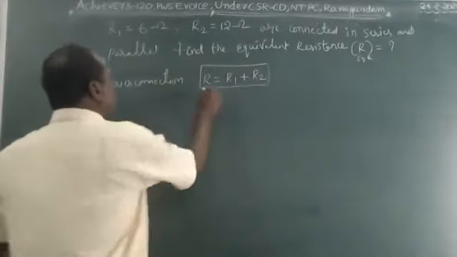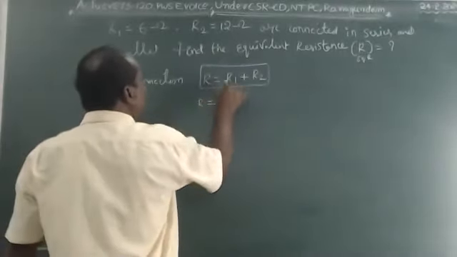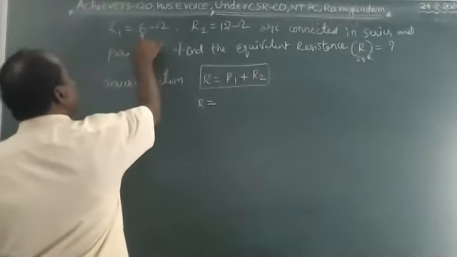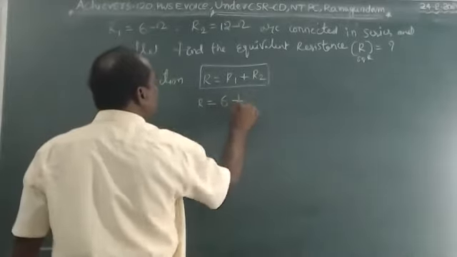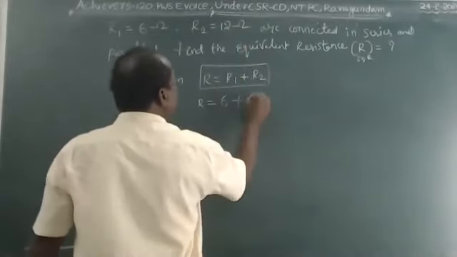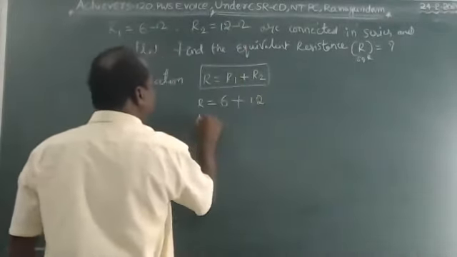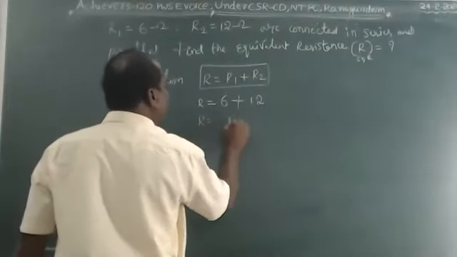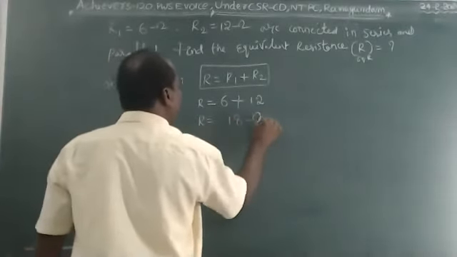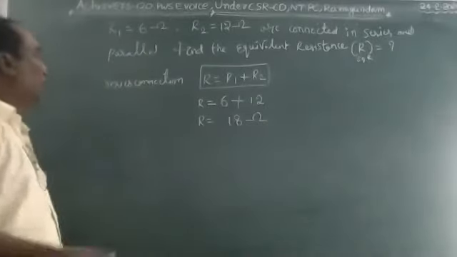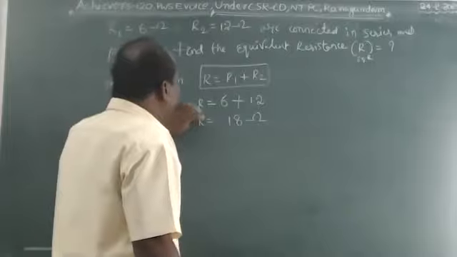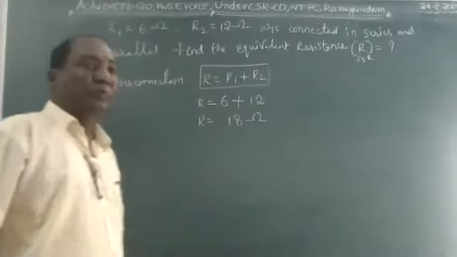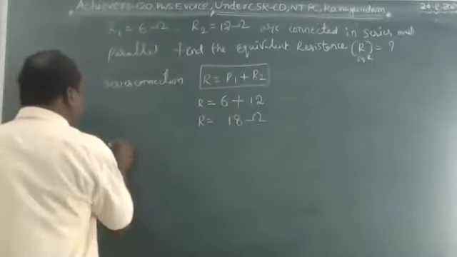Okay, children. So then R equals R1, which is how many? 6 ohms. Then take 6 plus R2, which is 12 ohms. Then R equals 6 plus 12, which is 18 ohms. So in series connection, the equivalent R value is how much? 18 ohms. Let me do the parallel connection.